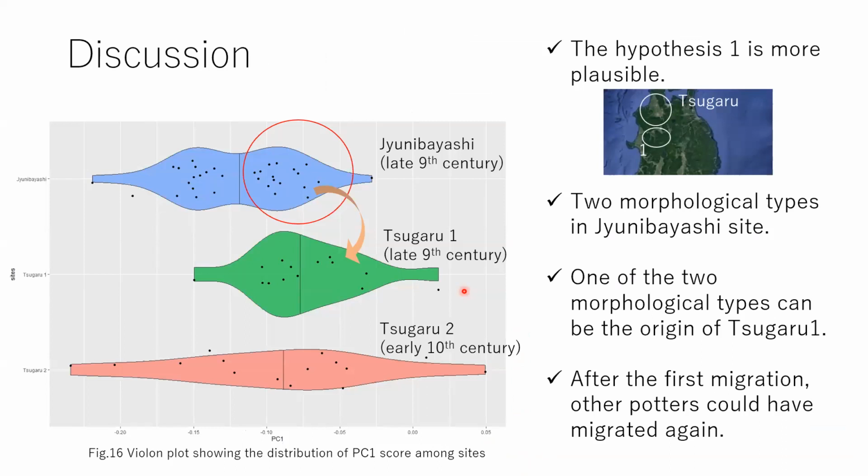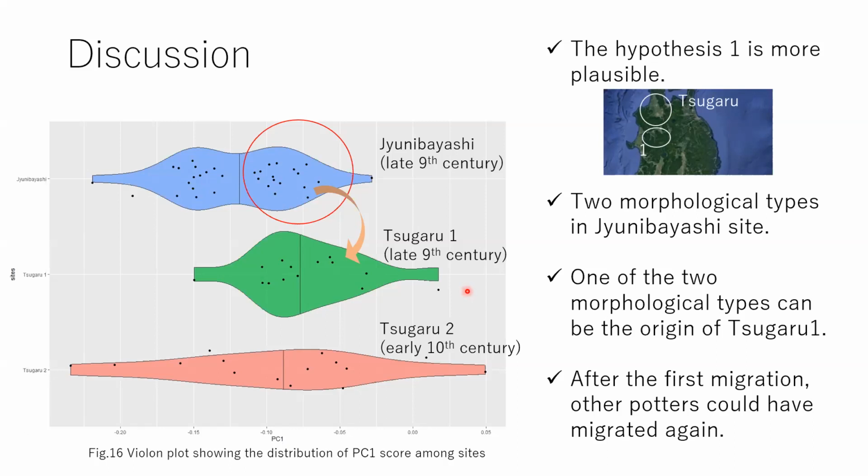Discussion. Here I quantitatively analyze the shape of pottery and its similarity. The similarity of pottery shape between Tsugaru and the Juniper site is confirmed. This indicates hypothesis 1 is more plausible compared to other hypotheses. So far, I have compared the median of PC1 scores among each site. Next, I'd like to focus on the distribution of PC1 scores.